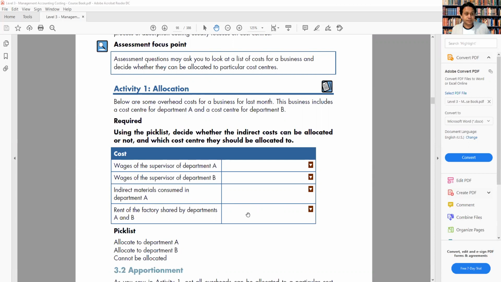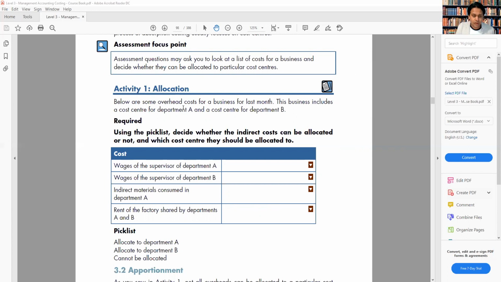Okay, so let's try to do activity one together. Everyone try so that we can do the question together, and once we finish the chapter we feel we have done the revision as well at the same time. So the first one we have is allocation. Let's talk about allocation, activity one.